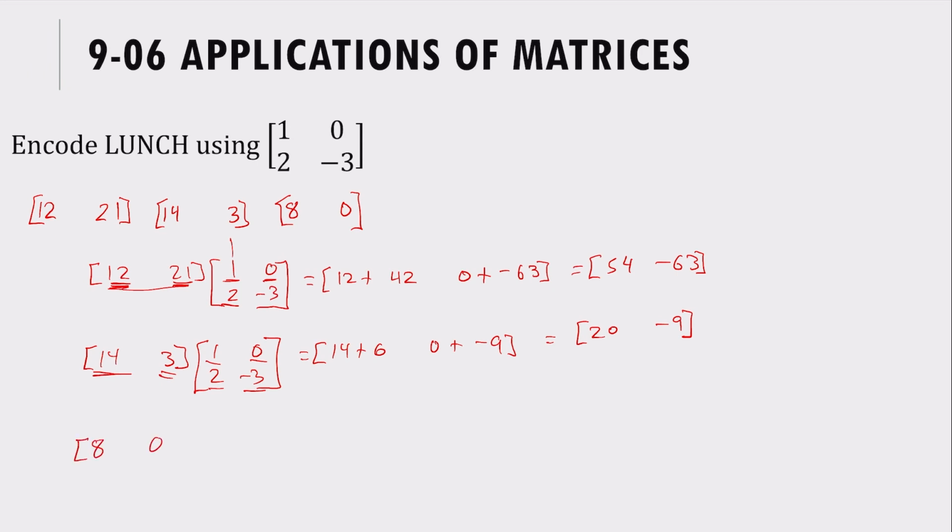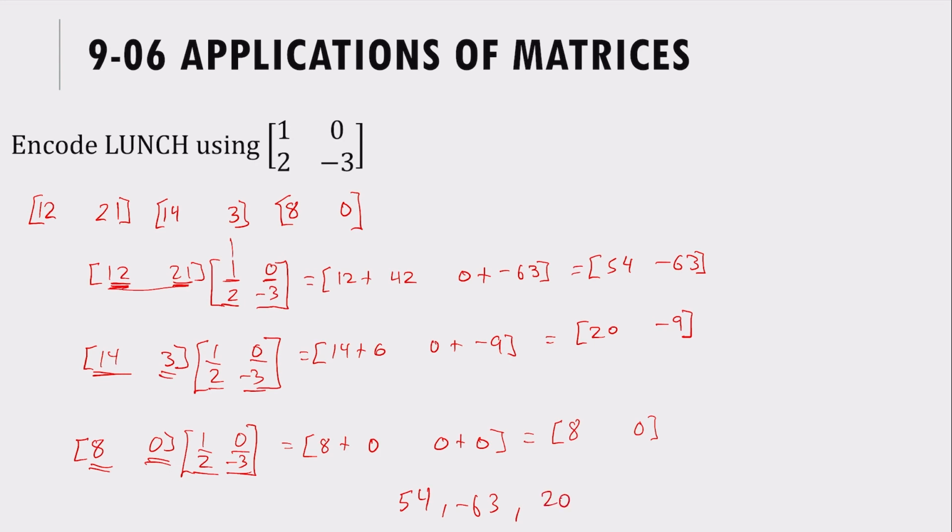Let's do the last pair. Eight times 1 plus 0 times 2, 8 times 0 plus 0 times negative 3, which gives 8, 0. So encoded, this message is 54, negative 63, 20, negative 9, 8, and 0, and looks like gibberish.